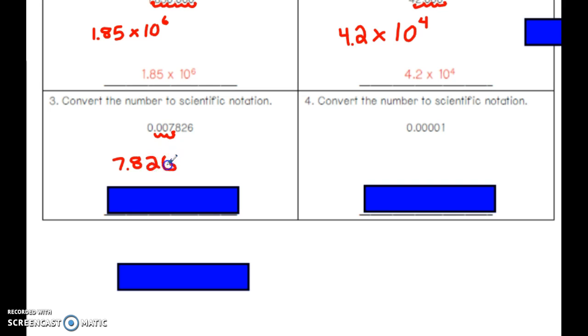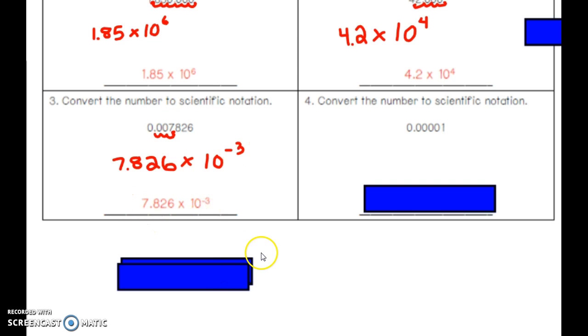7.826. You always have to grab all the digits that aren't zeros. And then to take care of the movement that you made with the decimal point, remember you're multiplying by 10, and you're going to have an exponent of this time -3. We moved the decimal point 3 places. The reason it's a -3 is because you're dealing with a small, small decimal. Okay, small decimals are always going to have a negative exponent.